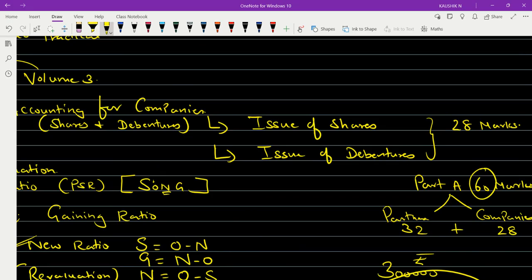Debentures are nothing but a borrowing, and that too a long-term borrowing. So we are going to learn about this in detail.